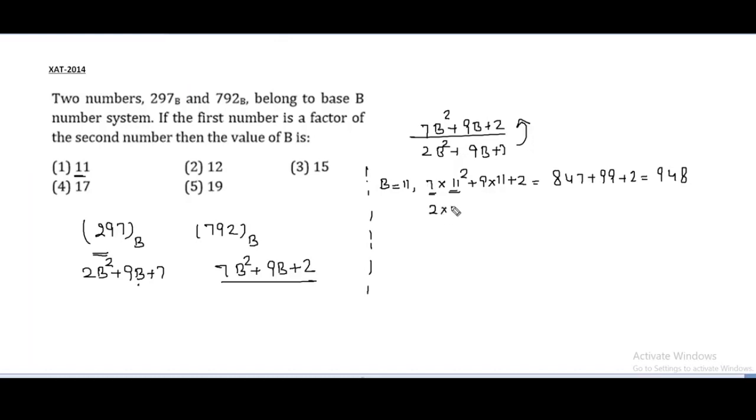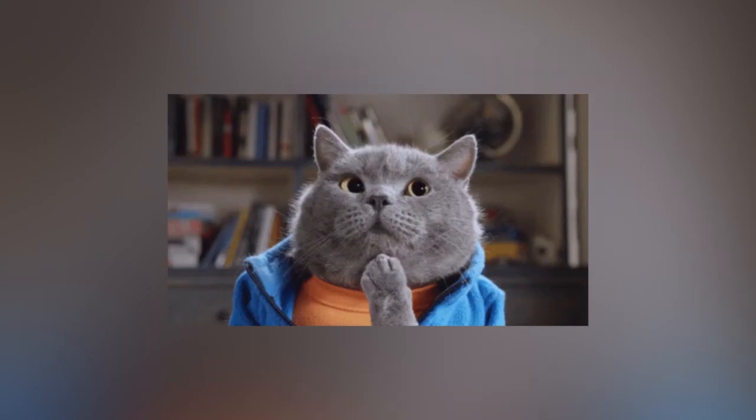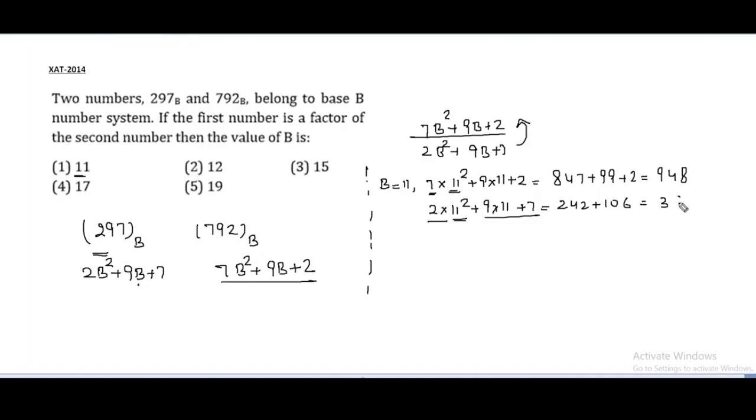And what is 2b square plus 9b plus 7? That is 242 plus 99 plus 7, that is 348. Is 948 a multiple of 348? No, this is not satisfying. Similarly, you will try for 12. Similarly, you will try for 15. Later on, the only option which will satisfy is 19. Once you put 19, that will satisfy. So no other way. You will just put the values from the options in these two expressions and check which value is satisfying. Only 19 will satisfy. That is the answer.